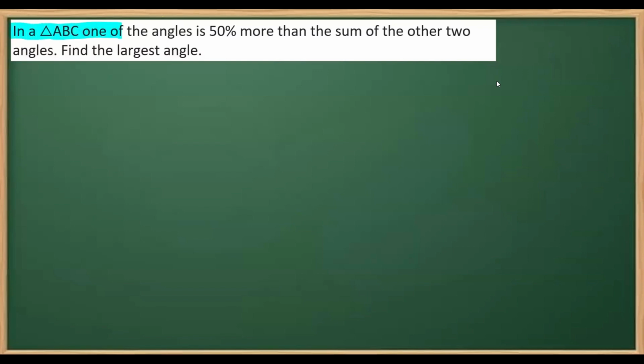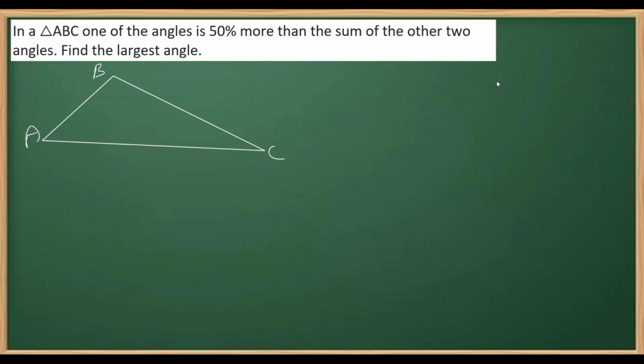So in the next question, it says in a triangle, one of the angles is 50% more than the sum of the other two angles. We have to find the largest angle. So let's make a triangle here. If I name this triangle, I can name it in any manner, say A, B, C here.